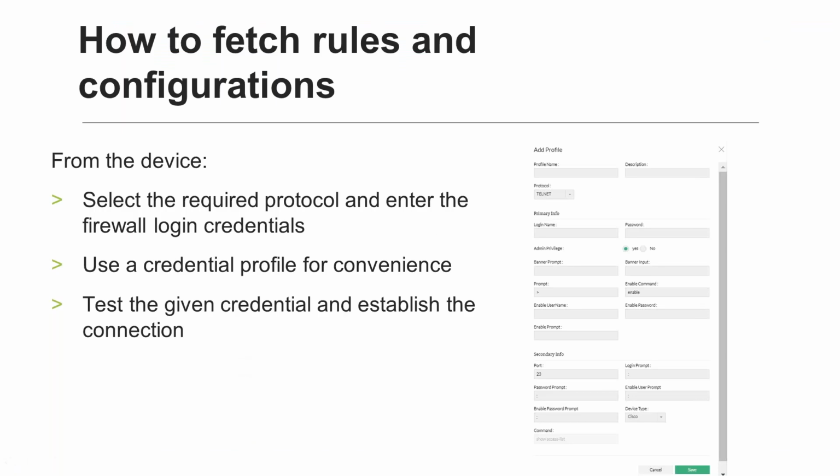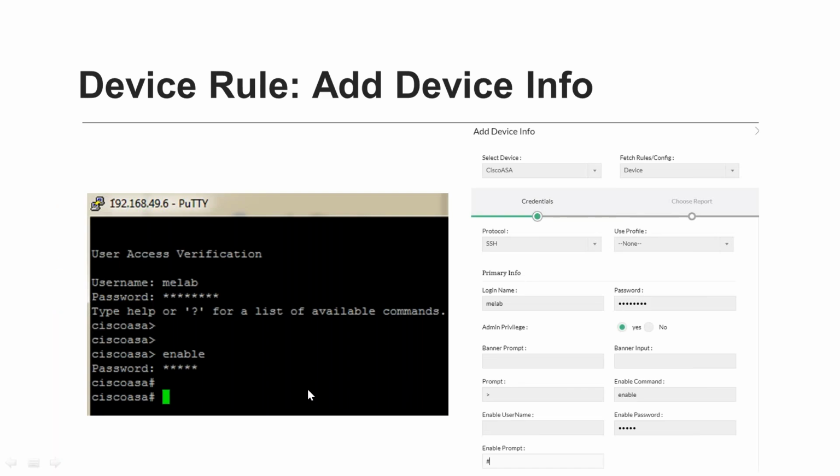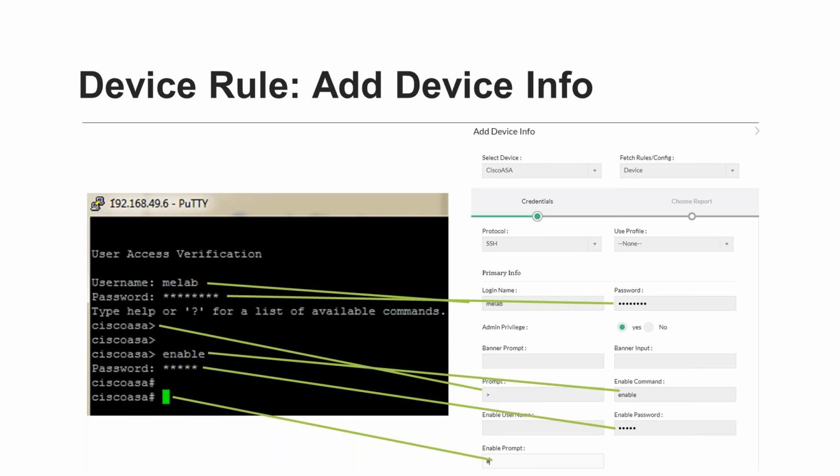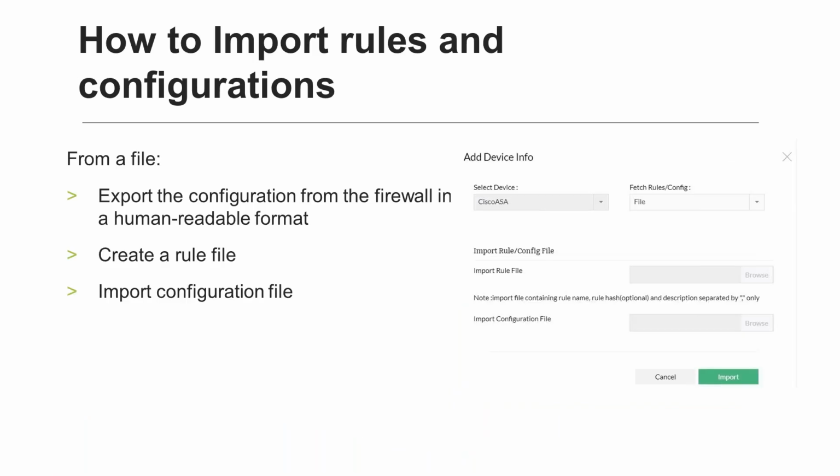So from the device, using this option, you make a live connection between the firewall and Firewall Analyzer, so that Firewall Analyzer can fetch the rules and configuration automatically. So this is how it works. The username that you use in CLI goes to login name, password to password, prompt to the prompt section, enable command and enable password, and the enable prompt.